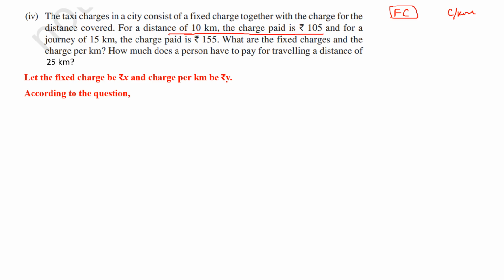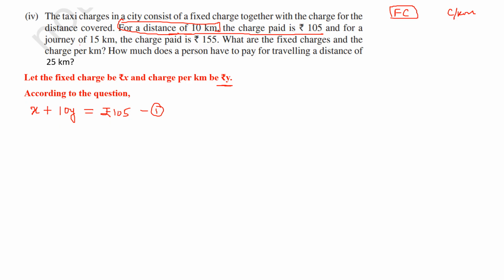According to the question, if you see this statement, for a distance of 10 km, the charge paid is 105 rupees. So when someone is covering this 10 km distance, first there is a fixed charge which I assumed as x, plus the charge per kilometer. So 1 kilometer is y rupees, 10 kilometers is 10y, and together he is paying 105 rupees. This is my first statement.